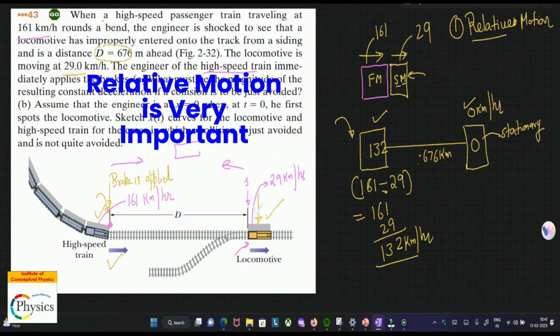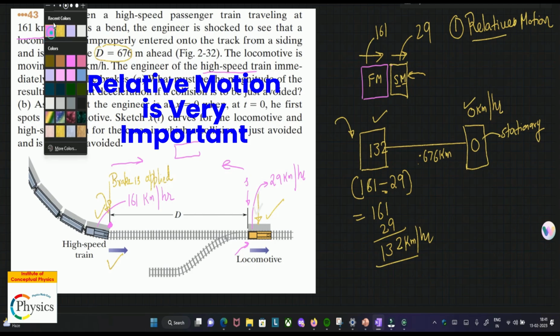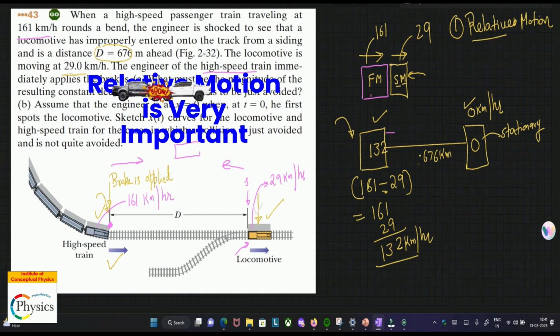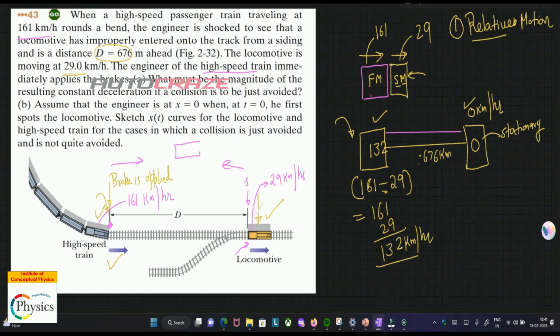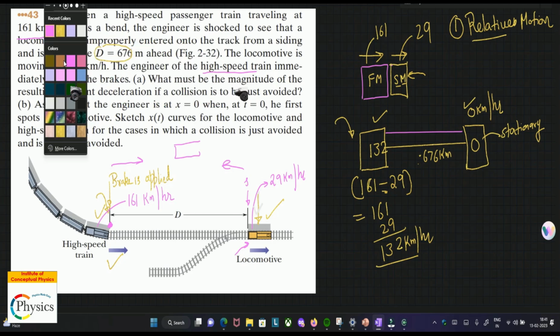Now the interesting part of it, right? So this faster train, which now has just a velocity of 132, continues to move, and it has to stop just before the slow moving train, which is now stationary in our case, and should not result in a collision.